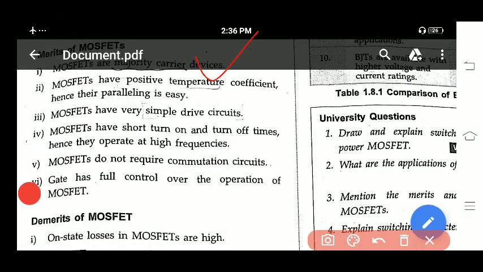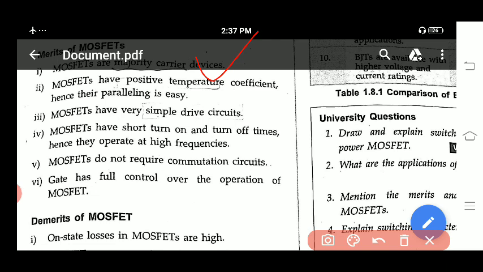It is a majority charge carrier device. Majority charge means in N type, electrons are the majority charge carriers. So with the help of electrons only it will conduct. If you consider a PNP transistor, the majority charge carriers are holes. Using holes only it will conduct. So it is a majority charge carrier device. MOSFET has a positive temperature coefficient, hence their paralleling is easy.